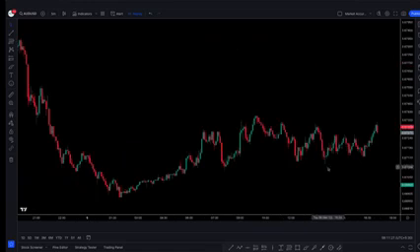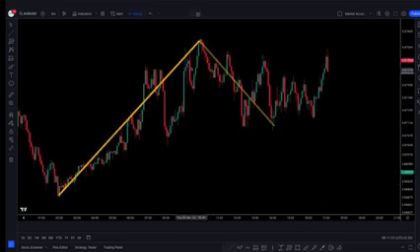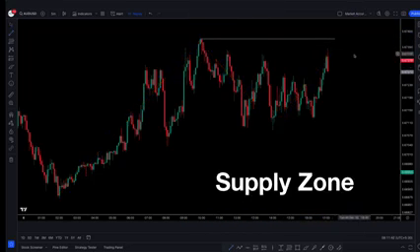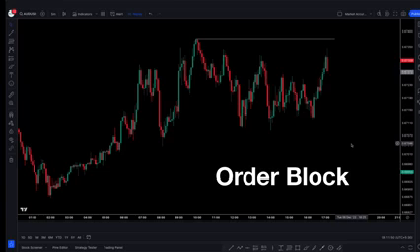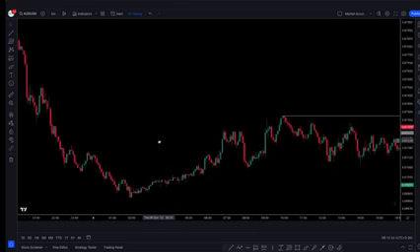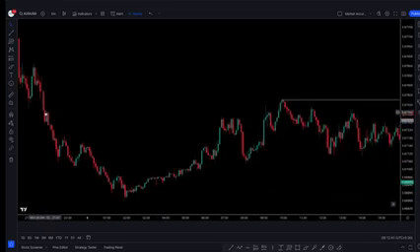So you can see that we are creating an ABC pattern at the moment. So we have the A leg, we got the B leg, right? And now if we break the high here, we got the C leg. So now we want to mark out our supply zones, order blocks, fair value gap. So right here, you can see that we have this wick right here, the first candle that creates the fair value gap. So we have one candle, this candle and this candle. So we have a fair value gap here. This is the first candle or start of the fair value gap, you could say.